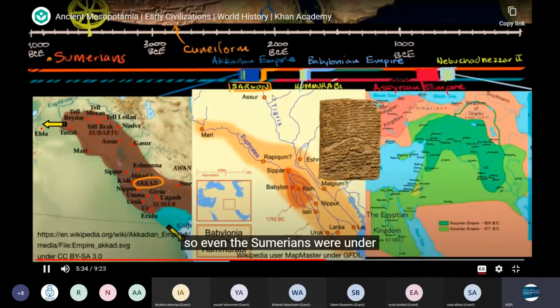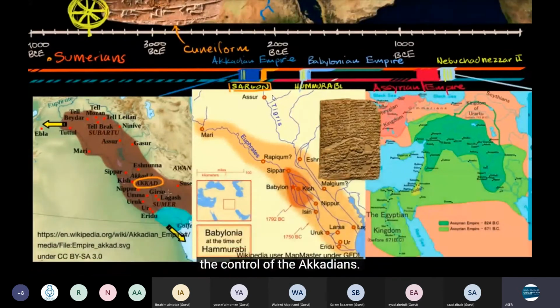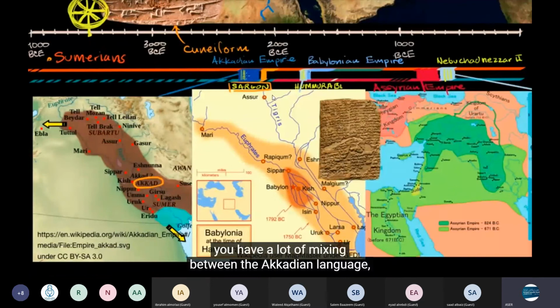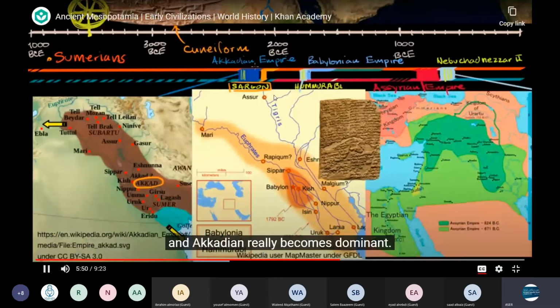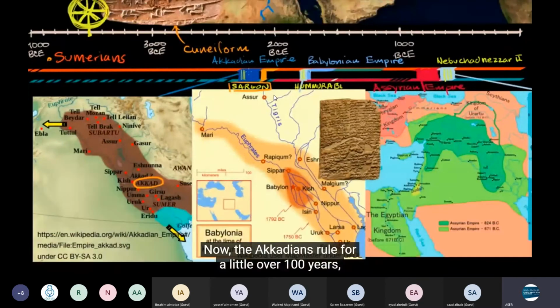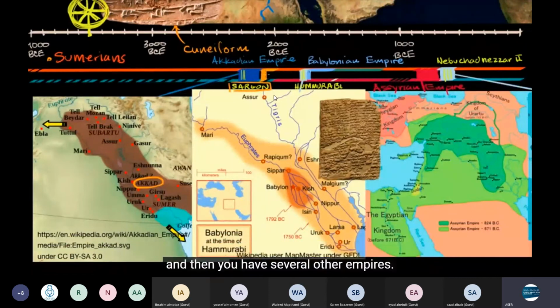So even the Sumerians were under the control of the Akkadians. And as we'll see over time, you have a lot of mixing between the Akkadian language and the Sumerian language. Akkadian gets written in the cuneiform script. And starting at around this period, Sumerian starts to die as a spoken language, and Akkadian really becomes dominant. Now, the Akkadians rule for a little over 100 years, and then you have several other empires. And it can get confusing.